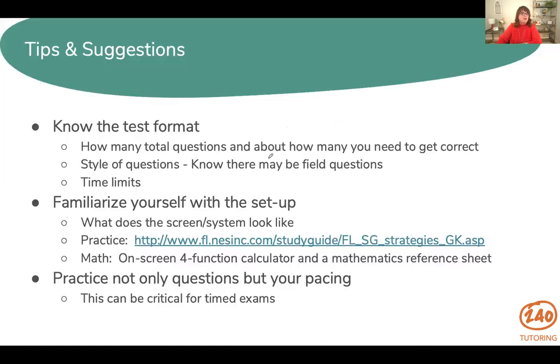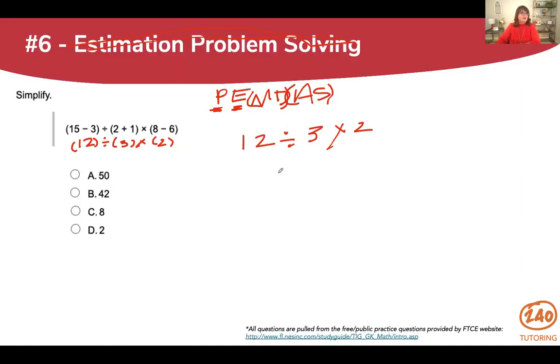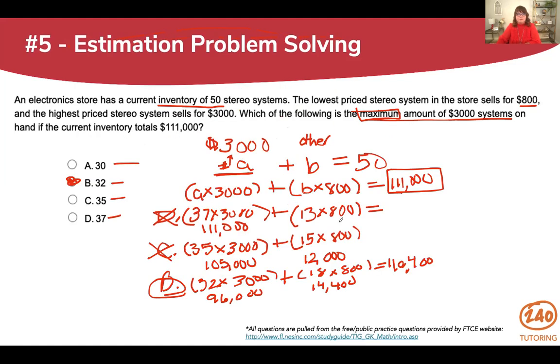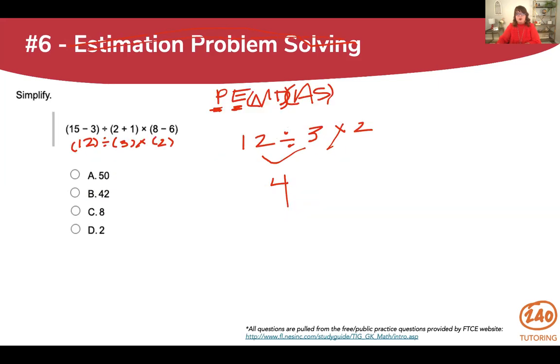So in this case, 12, oh, my computer is like possessed today. 12 divided by 3 is 4. I'm so sorry. I don't know why it's doing that. All right, 4 times 2, I'm gonna try not to touch anything extra, is 8. All right, so the correct answer here is C.